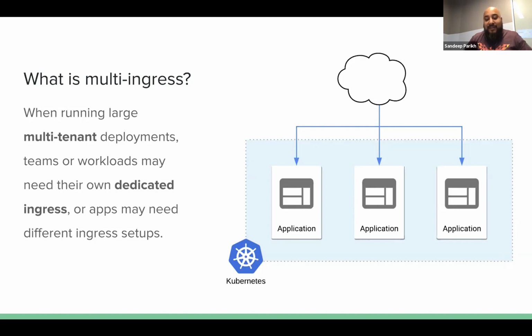And it's easy to see, over time, those clusters can become very, very large, and each of those teams may need their own dedicated approach to ingress. They may need to serve different domain names. They may just want to have a clear and distinct separation between other ingress points that other teams may be using. But ultimately, in a large multi-tenant cluster, individual applications or workloads may need, again, their own ingress approach.